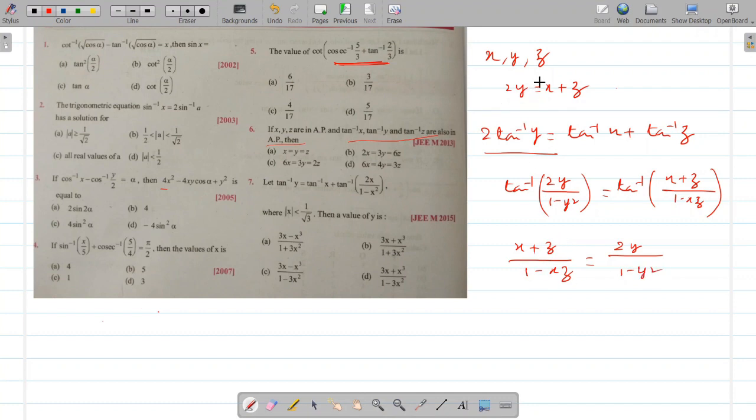Now you can see that 2y's value is x plus z, so we can replace. Otherwise we can cancel it out, just by taking one side and taking the common there. I'm just writing it; otherwise it's not advisable to do it. So now cross multiply: 1 minus y square is equal to 1 minus xz. So 1 and 1 are cancelled. So we'll get y square is equal to xz. From there we can conclude that x is equal to y is equal to z, because this is the possibility we can have.